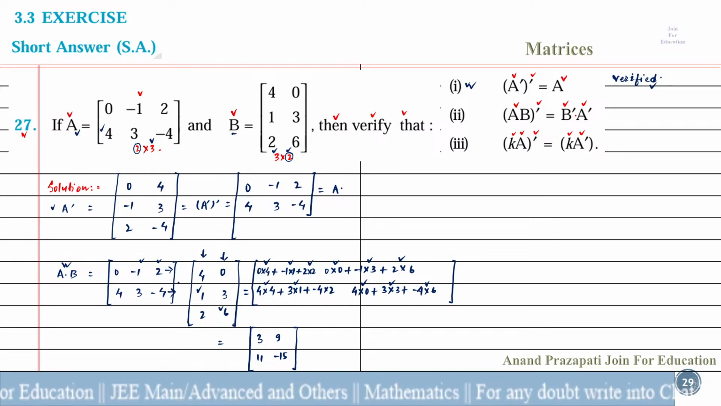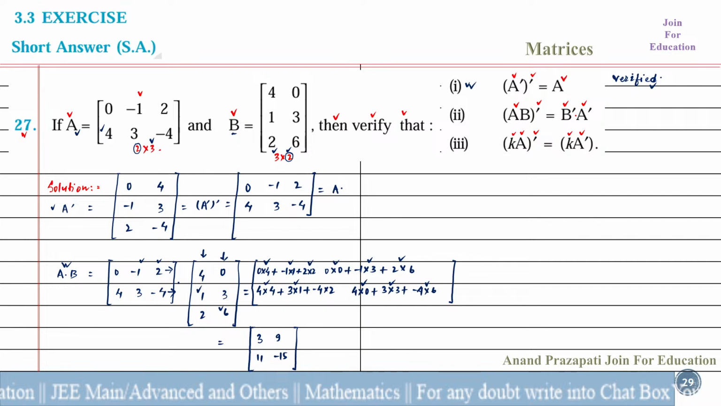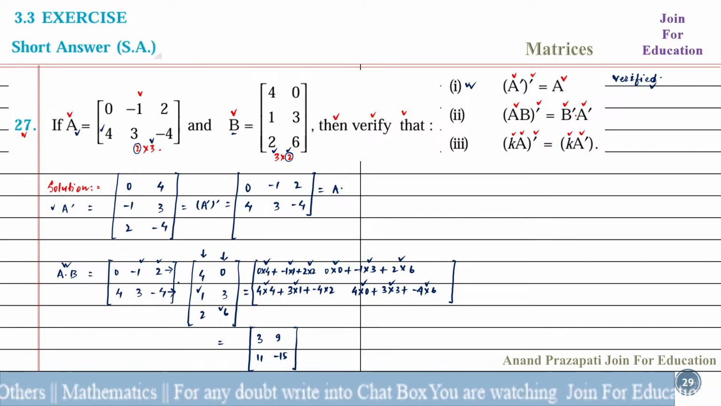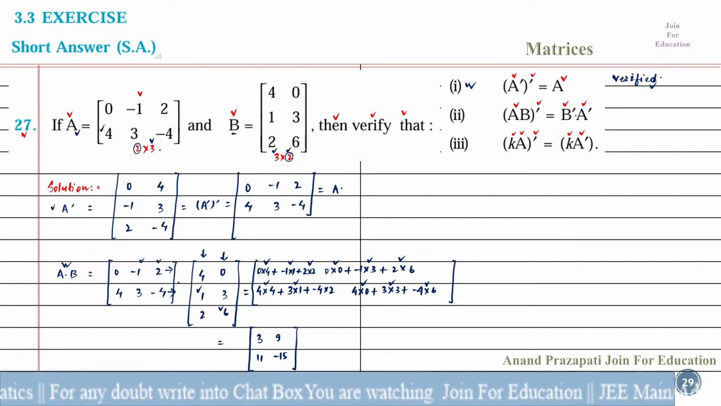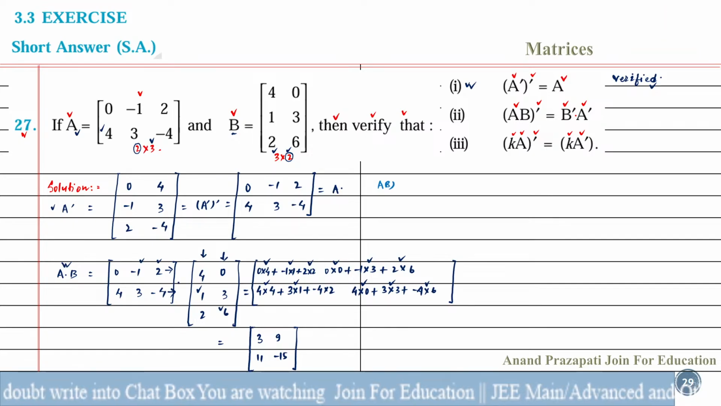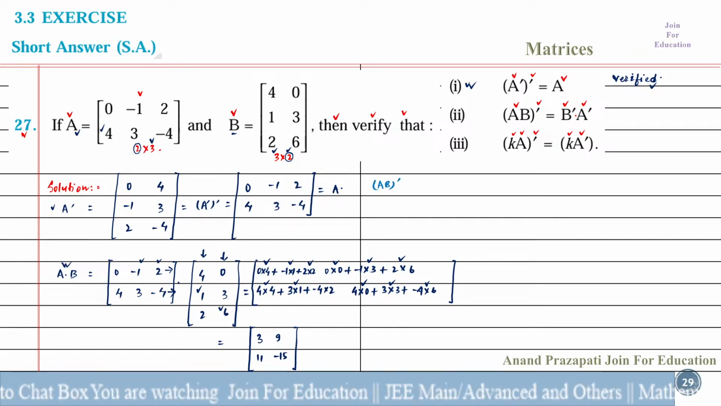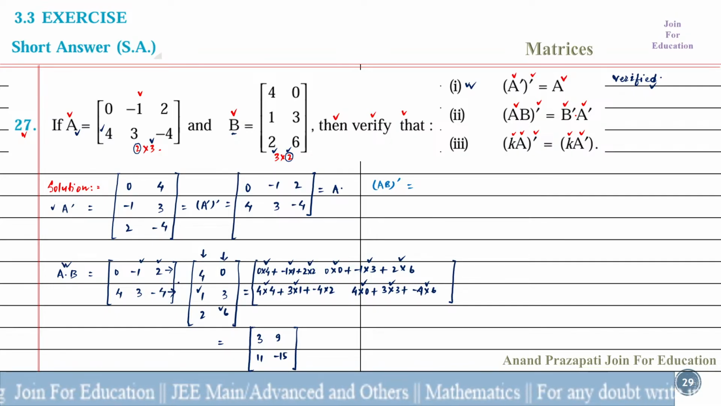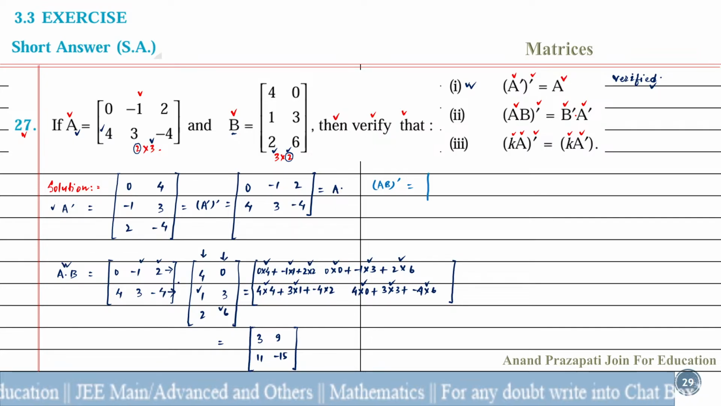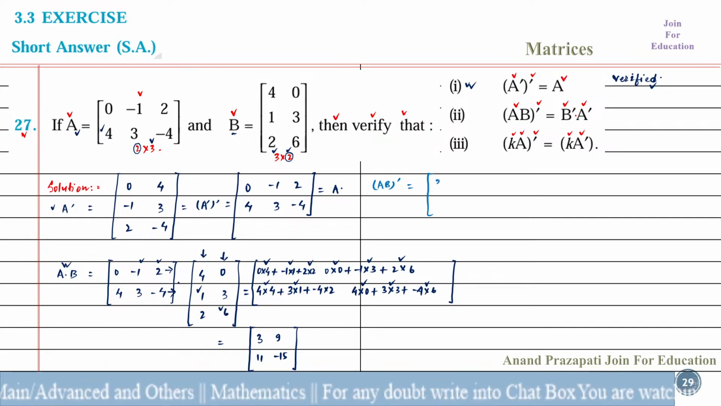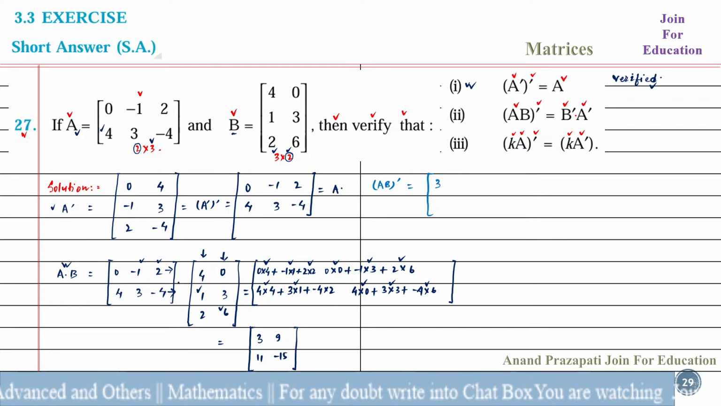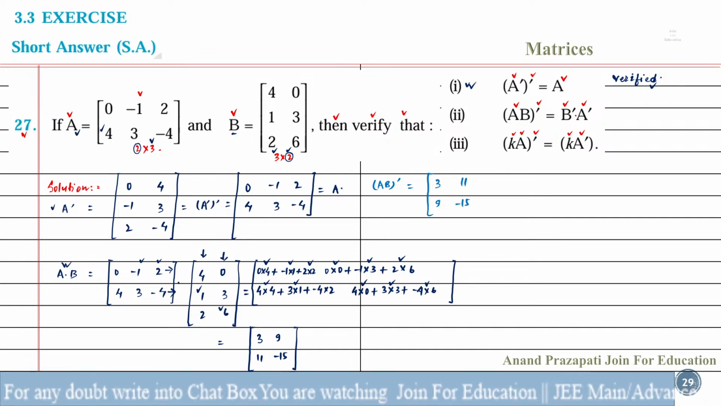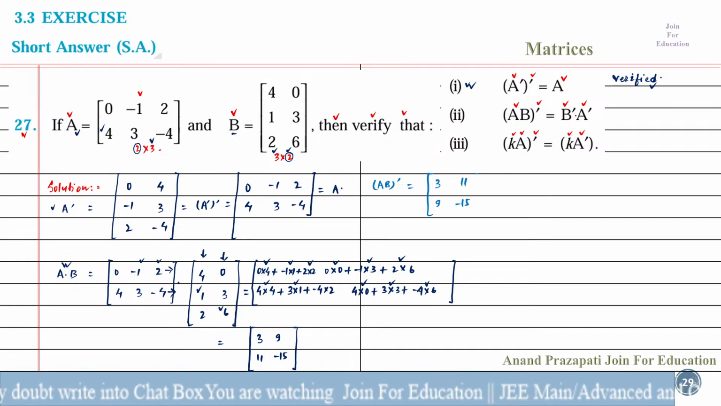So the transpose of AB here will be: first row will be the first column, so 3, 9. Second row will be the second column, 11, minus 15. There is no problem to understand up to this step.